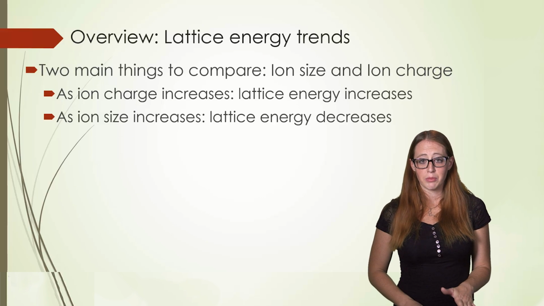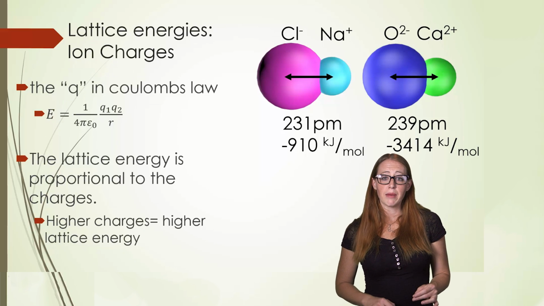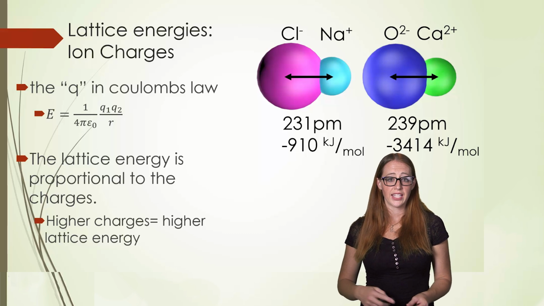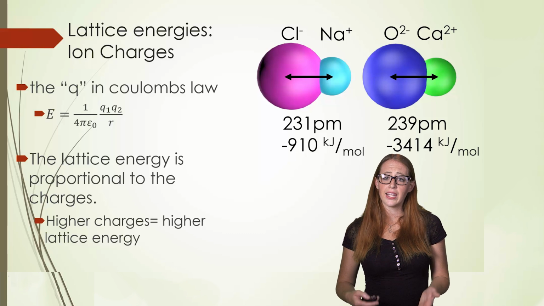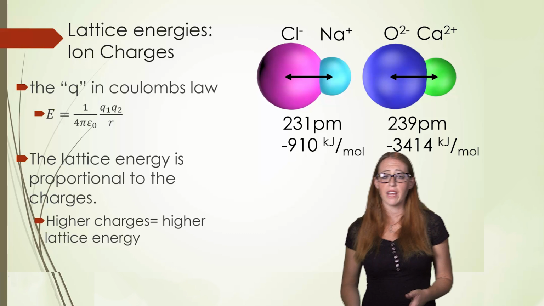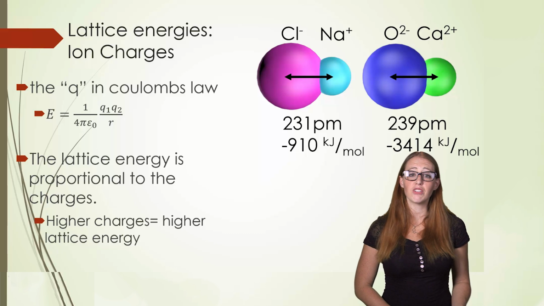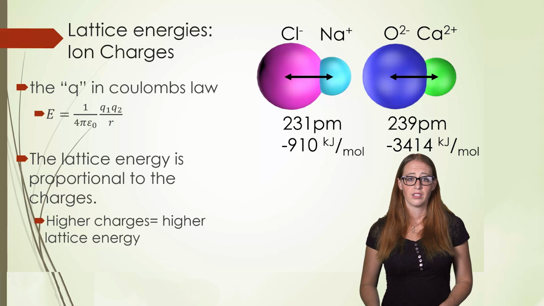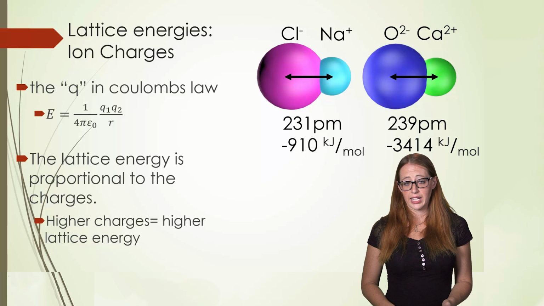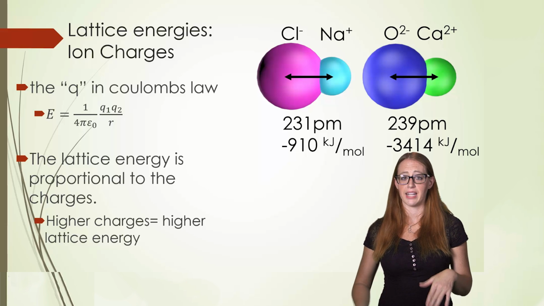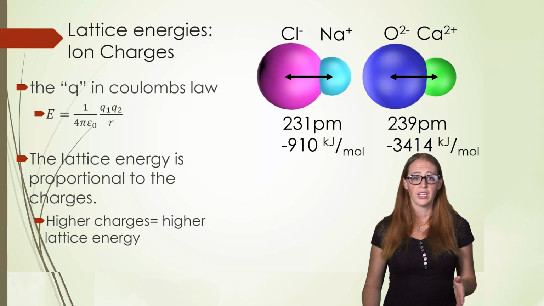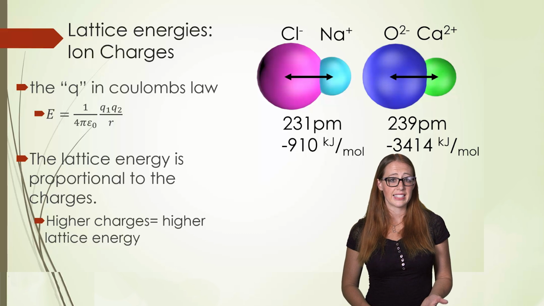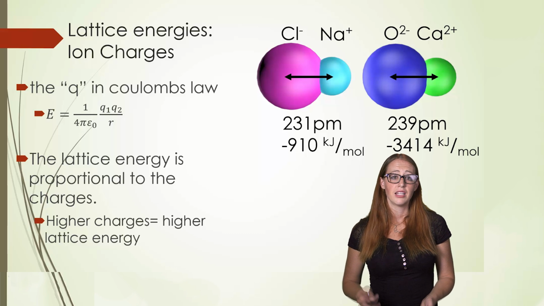So now we're going to look at each one of these a little bit more carefully and do some examples. Remember when we talked about Coulomb's law, that the Q is the charge on the ions. The higher the charge, the higher the lattice energy. So in ionic compounds like sodium fluoride, which has charges of 1 and -1, we're going to have a lower lattice energy than something like calcium oxide, which has charges of 2 and -2. So here I gave you two different ionic compounds, one where each one has a charge of 1 and -1, and one where they have a charge of 2 and -2. And you can see what a huge difference in lattice energy is shown. You can see that the NaCl is much, much smaller than the calcium oxide because of this difference in charge.